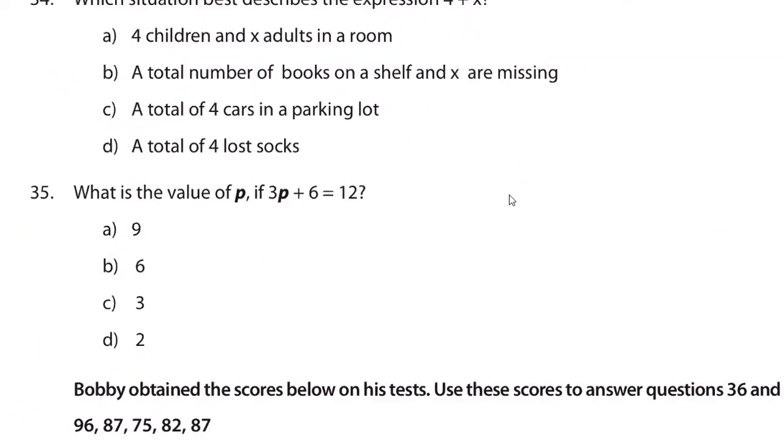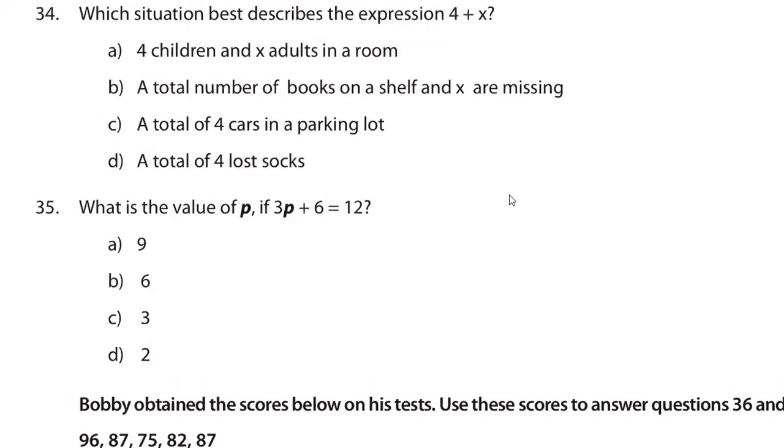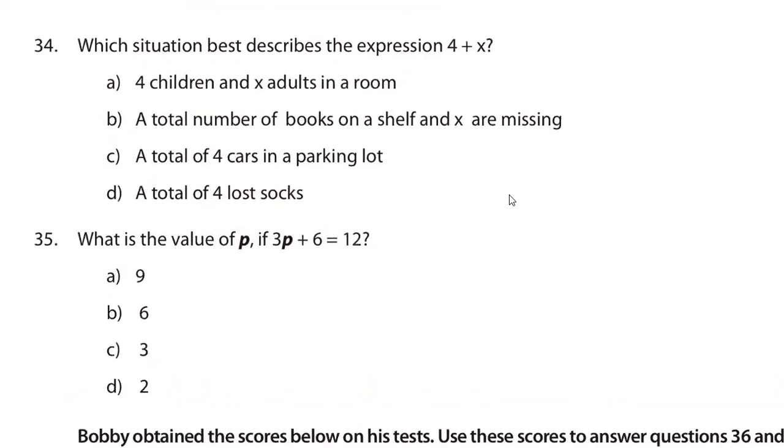Which situation best describes the expression 4 plus x? So 4 children and x adults are in a room. I'm going to go with this. I don't even need to see the others, so I'm not going to go through them. A total number of books on a shelf and x are missing, that's a minus, this one. These are different. A total of 4 cars, no. Total of, yeah. So I was correct. Could have been that one.